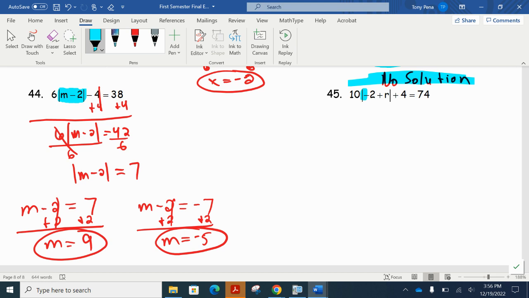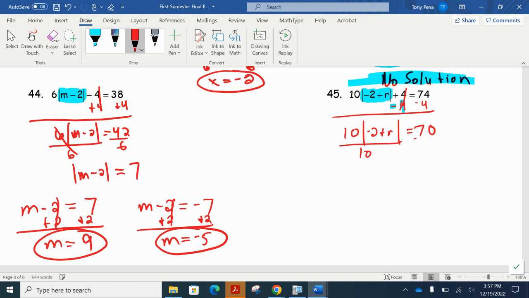Last but not least, here's what we're trying to get by itself. So to start, we're going to subtract 4 from both sides. Cancels. So we now get that equal to 70. We would then divide this 10 over. Cancels, and we get the absolute value of negative 2 plus r equals 7.